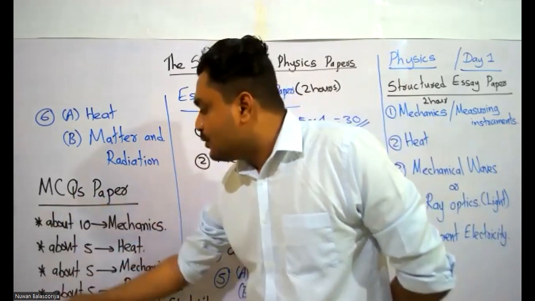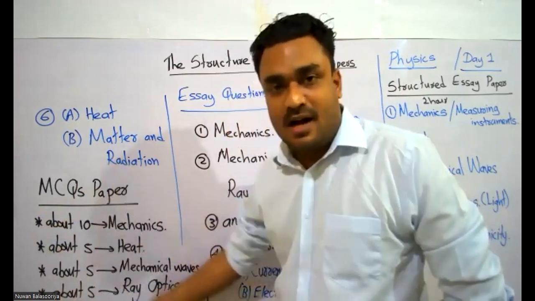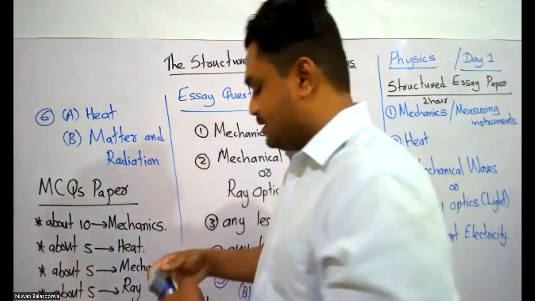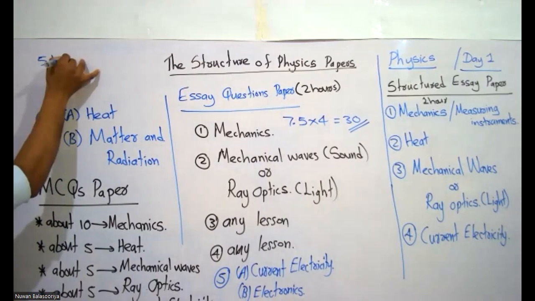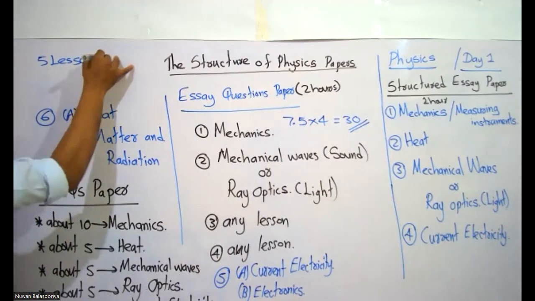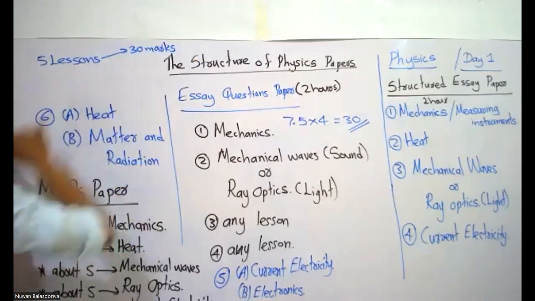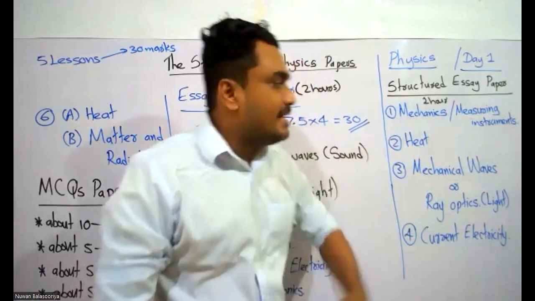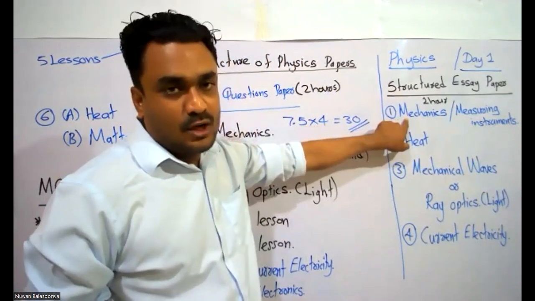So will he be able to get 30 marks here? 30 MCQs mean 30 marks. So he will definitely earn 30 marks from the MCQ paper. So we have assumed that a student is there, he has learned only these 5 lessons. So he will earn 30 marks from the structured essay paper. If he has learned only those 5 lessons, can he answer the first structured essay question, Lamoy?